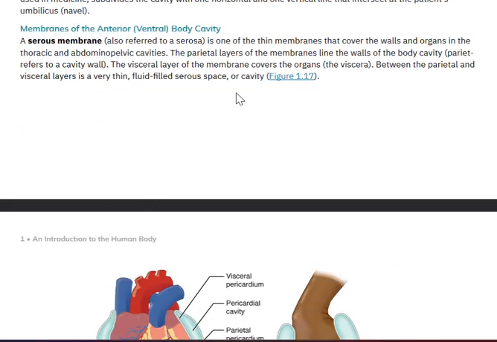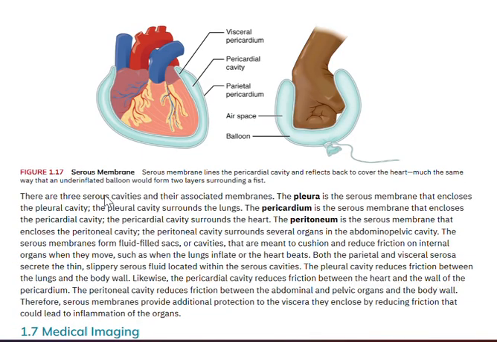Serous membrane is one of the thin membranes that cover the walls and organs in the thoracic and abdominal pelvic cavities. The parietal layers of the membranes line the walls of the body cavity. A visceral layer of the membrane covers the organs. Between the parietal and visceral layers is a very thin fluid-filled space or cavity. There you go.